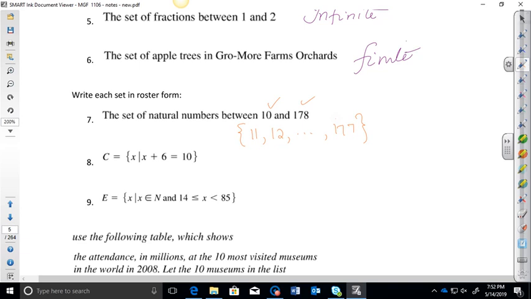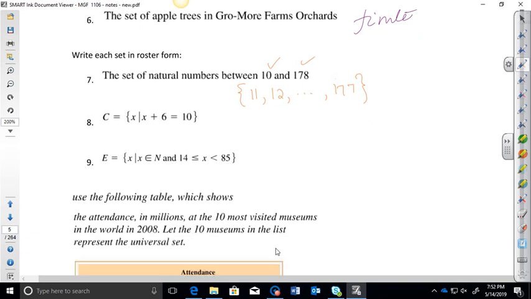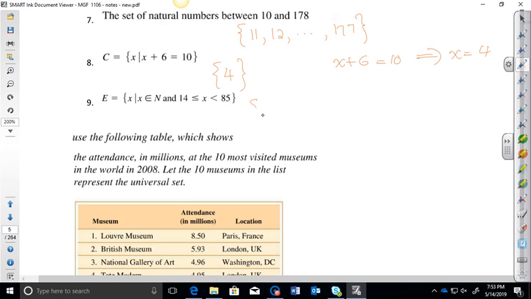x plus 6 equals 10. There's only one number there. What is that? That is just 4, because x plus 6 is 10, so x is 4. That's the only number. So the roster form is actually the solution of that equation, which is 4. That is how you write it in roster form. Set of all x in N, 14 less than or equal to x less than 85. So you start from 14, then you go all the way to the last one, 84. Yes, 84.